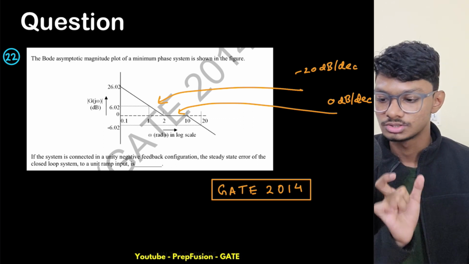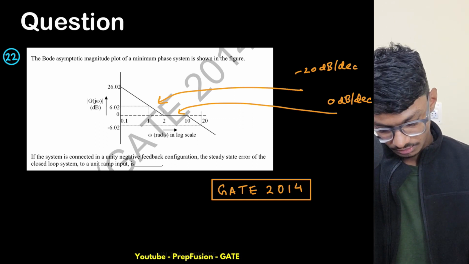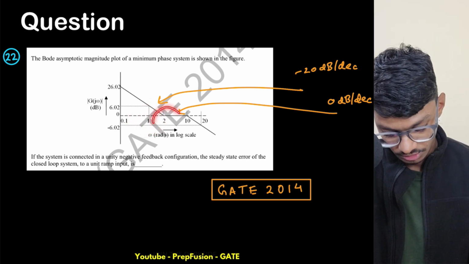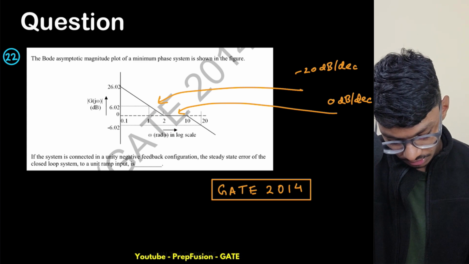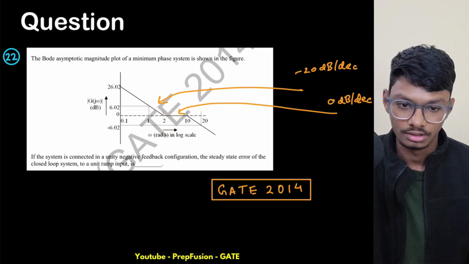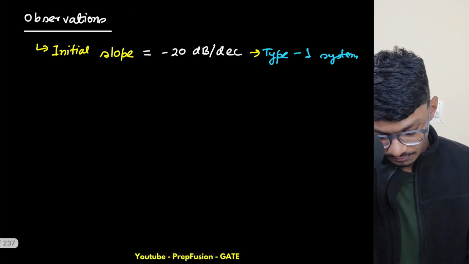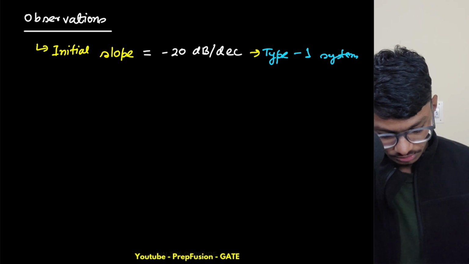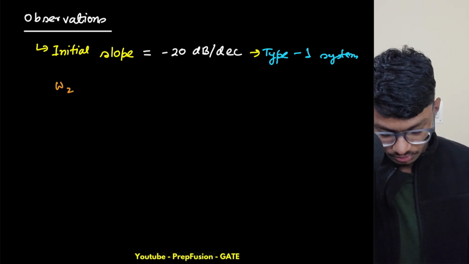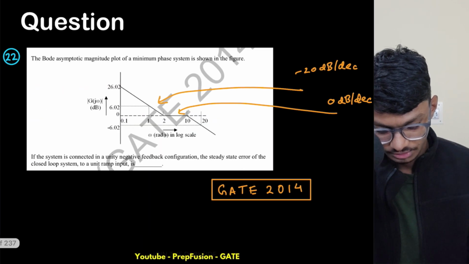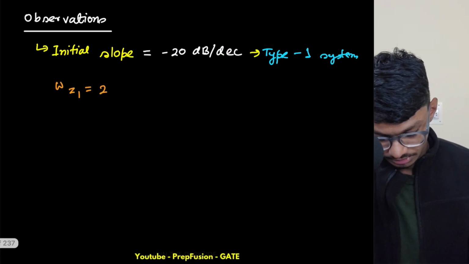That means I have a 0 at this location. Okay, like 1 0 at this location. So at omega equals 2 I have 1 0. So the corner frequency omega z1 equals 2. Okay, 1 0. This is in radian per second.